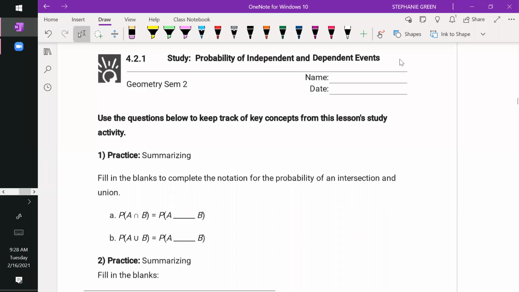All right, guys, so here in 4.2, we're going to keep talking about probability. And now we're going to talk about some certain types of events. When we're looking at probability of events, there are independent events and there are dependent events. And whether they're independent or dependent has an effect on their probability if we were to combine them.